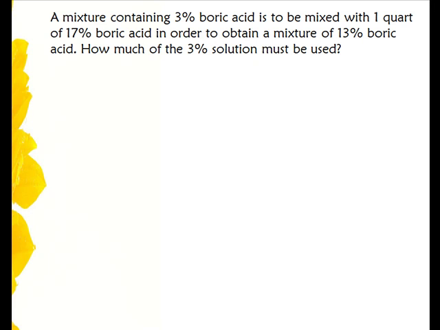A mixture containing 3% boric acid is to be mixed with 1 quart of 17% boric acid in order to obtain a mixture of 13% boric acid. How much of the 3% solution must be used?